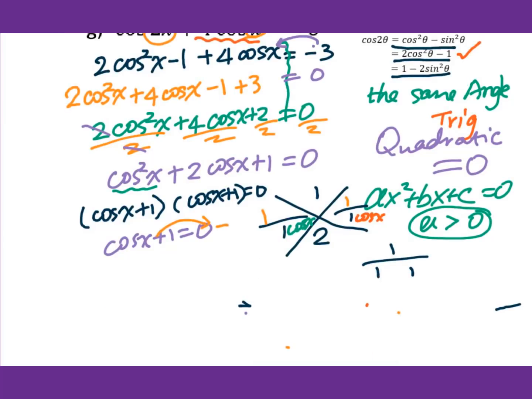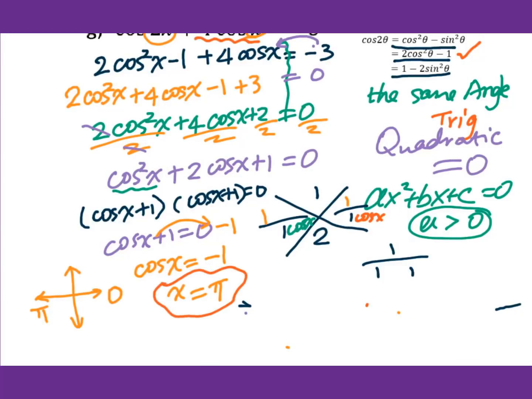Cross the river, then we minus 1. We got cosine x equal to negative 1. For cosine x equal to negative 1, only one solution. Since cosine 0 equals 1, then cosine pi equals negative 1. Therefore, x equals pi. This is the solution for this equation when x is between 0 to 2 pi.